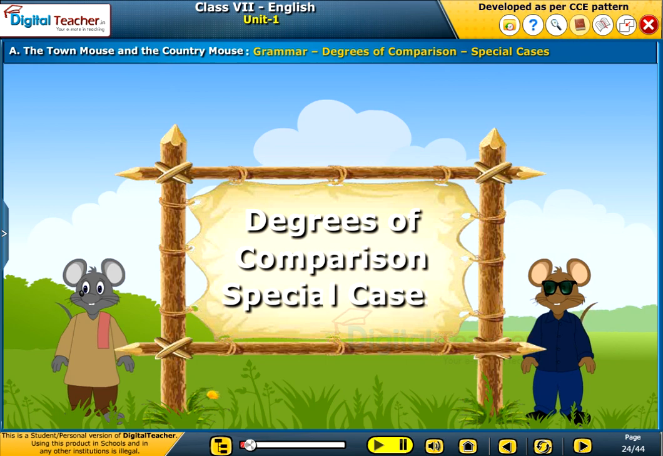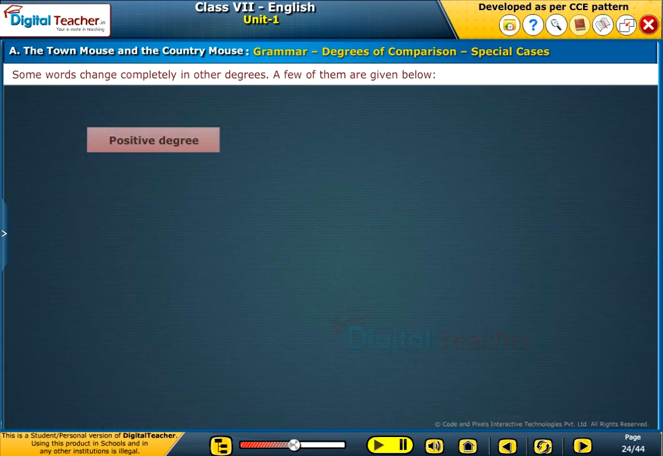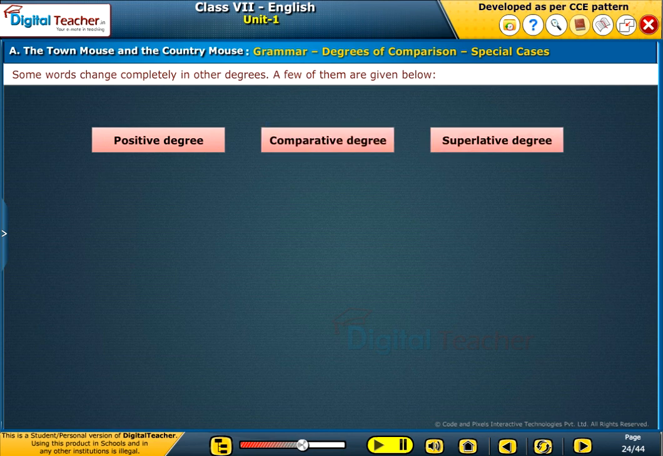In this section, we will learn about a special case in degrees of comparison. Some words change completely in other degrees. A few of them are given below.